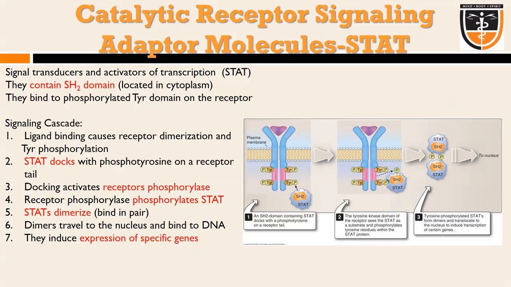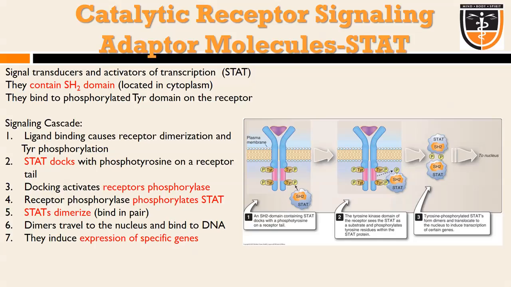And how do they work? They actually contain an SH2 domain. So what does that mean? These guys can directly bind to phosphorylated tyrosine. They don't need another adapter protein. Okay? That is their characteristic. So the signaling cascade is: ligand binding will cause receptor dimerization and tyrosine phosphorylation through the intrinsic tyrosine kinase in the receptor. Now phosphorylated tyrosine will attract STATs. STATs can attach to phosphorylated tyrosine because they have an SH2 domain. They have that receptor for it, okay?